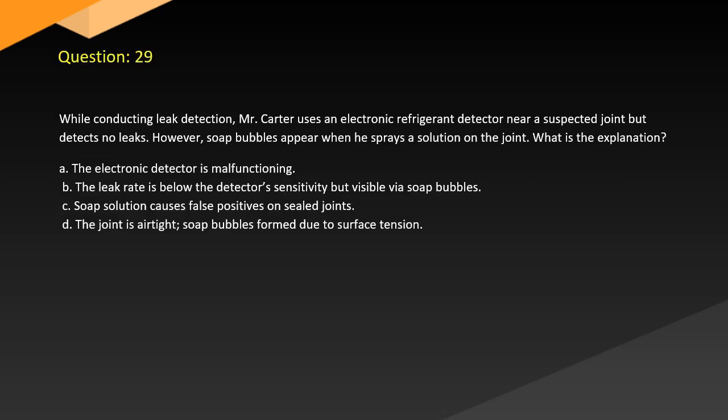Question 29. While conducting leak detection, Stacati uses an electronic refrigerant detector near a suspected joint but detects no leaks. However, soap bubbles appear when he sprays a solution on the joint. What is the explanation? A. The electronic detector is malfunctioning. B. The leak rate is below the detector's sensitivity but visible via soap bubbles. C. Soap solution causes false positives on sealed joints. D. The joint is airtight. The soap bubbles formed due to surface tension.